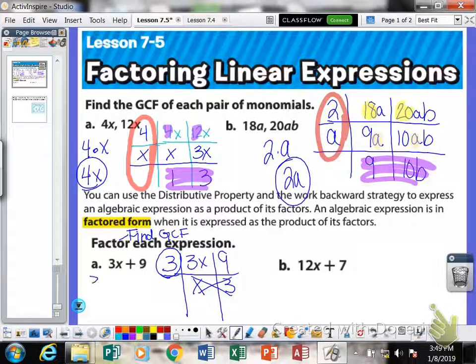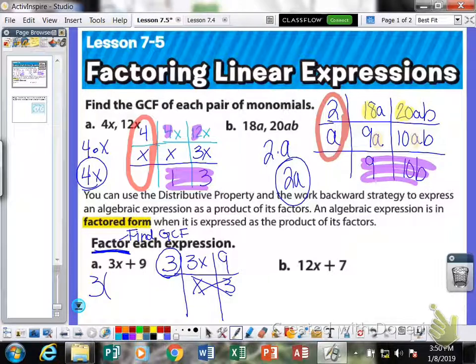So the 3 would be my factor. 3 goes into both of these. And now I am concerned about what was left over: x plus 3. Because that's going to go in here, x plus 3. So this is on the outside, and that's what went in on the inside. So 3, and then x plus 3.